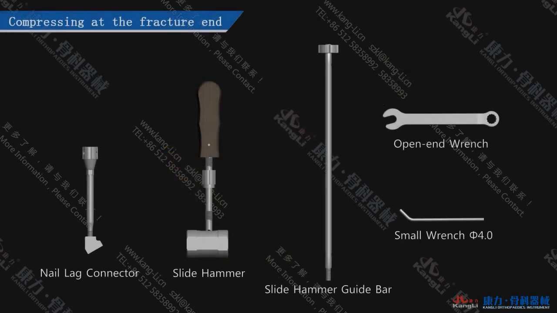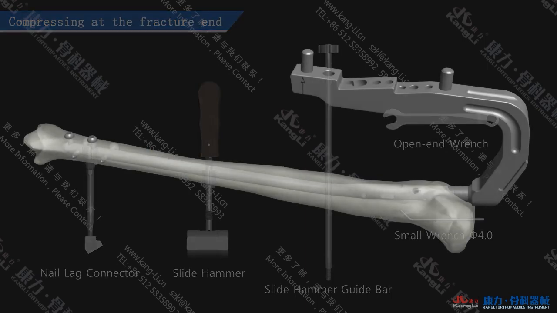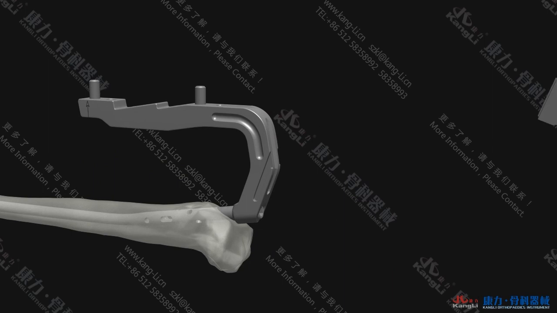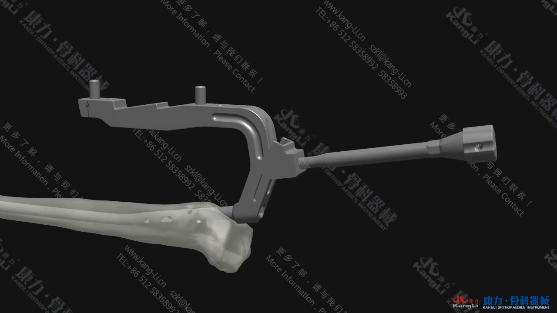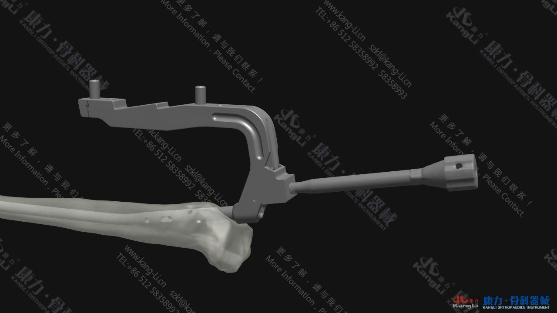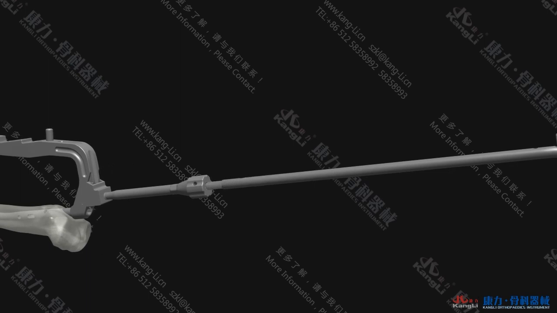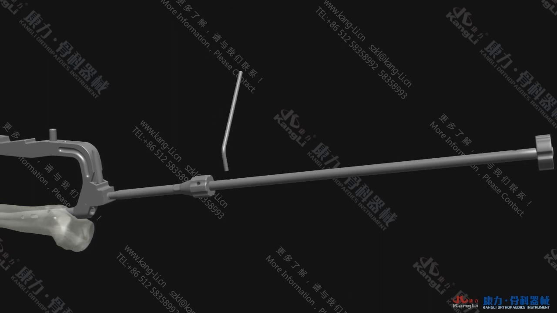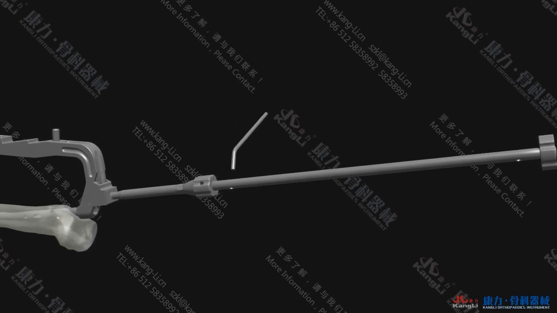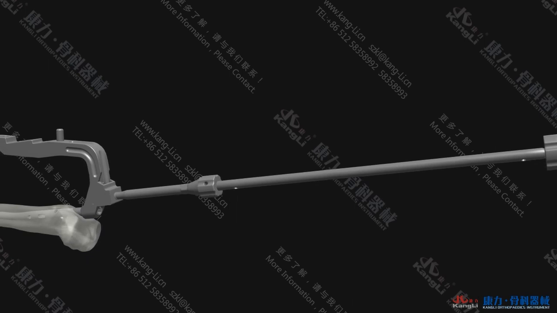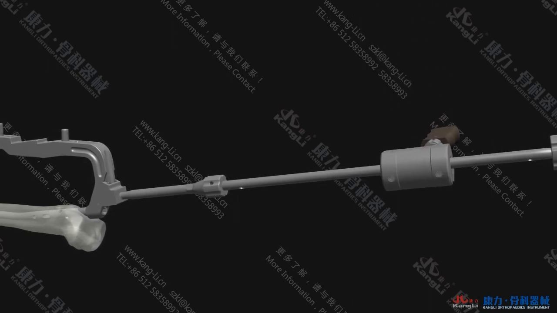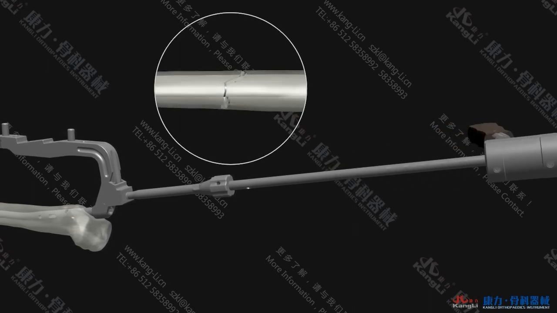Compressing at the fracture end. Lock the locking screw at the distal end at first. Install the nail leg connector on the groove of the holder, and then tighten it with an open-end wrench. Connect it with a slide hammer guide bar. Insert the slide hammer into the slide hammer guide bar and apply the force from the distal end to the proximal end.